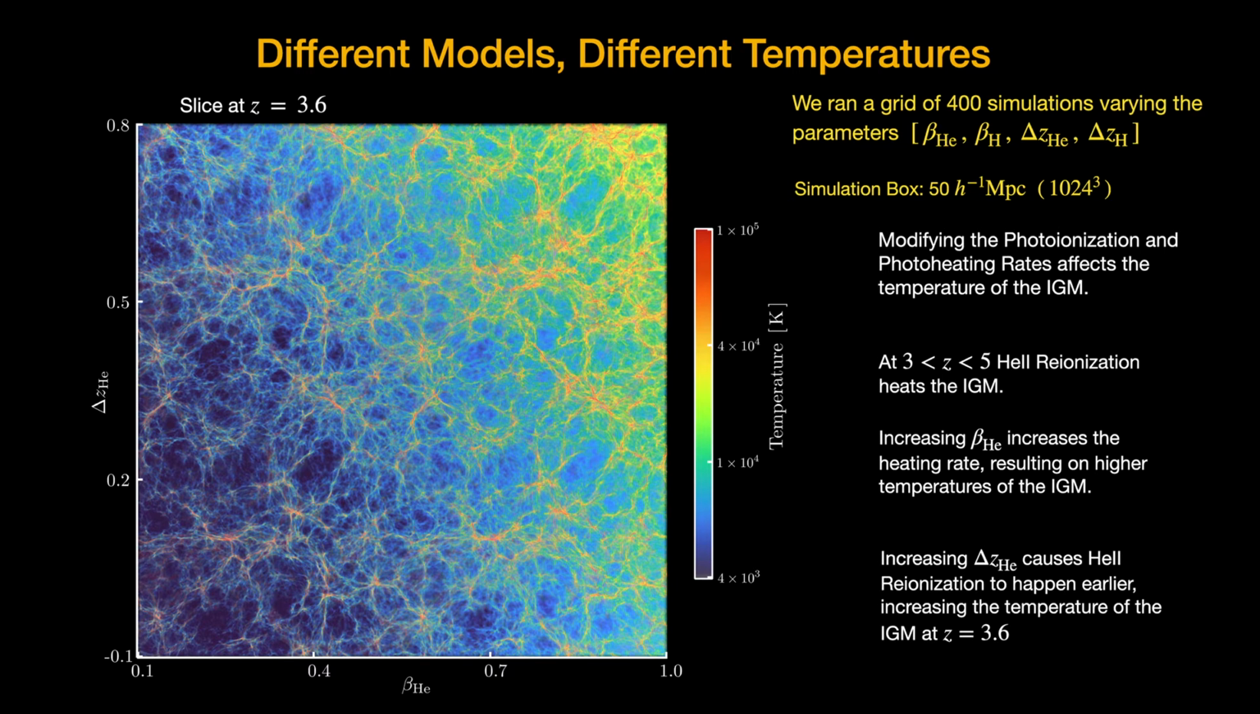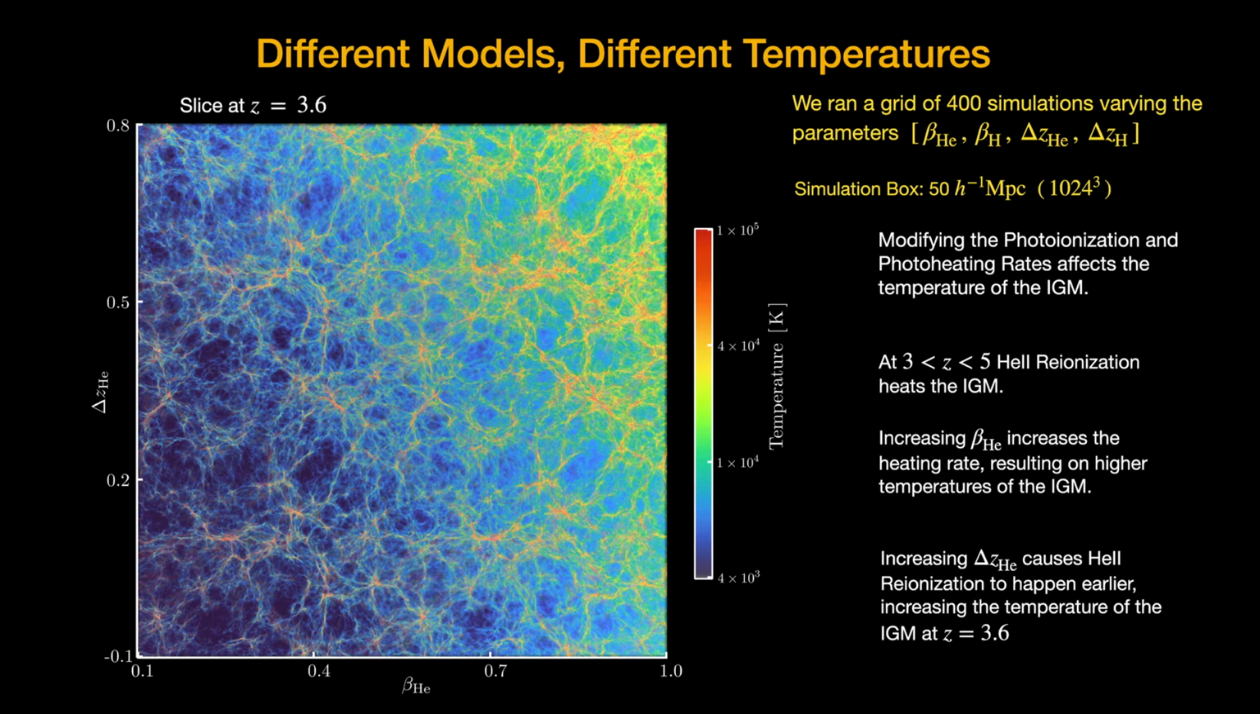Each simulation is a 50 H inverse megaparsecs box on a 1024 cubed uniform grid. So these are relatively high resolution simulations for a simulation suite of this magnitude. And we believe that the scale of this simulation grid is unprecedented and only made possible by using a fast code like Cholla and access to a supercomputer like Summit.